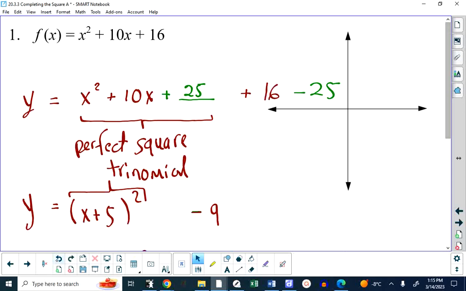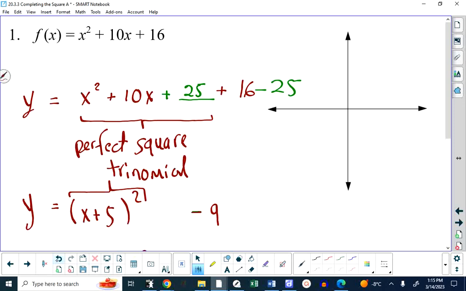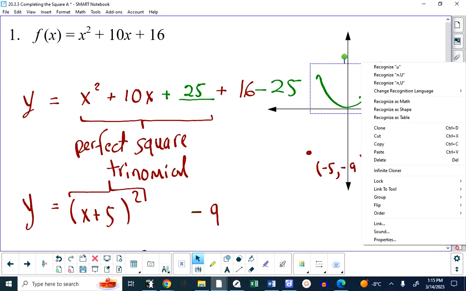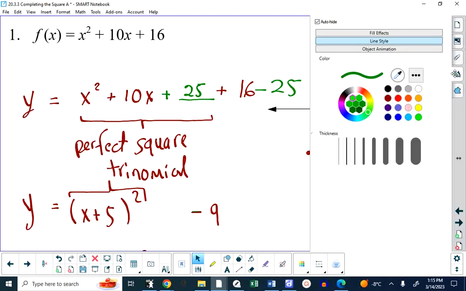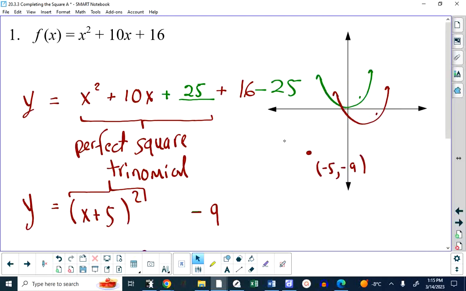Not what I wanted to do. So, (-5, -9) is the vertex. If y equals x squared looks like this, then this graph will have the exact same shape. Once again, I think it's obvious, but this graph is going to have the exact same shape because A is 1. This is y equals x squared.